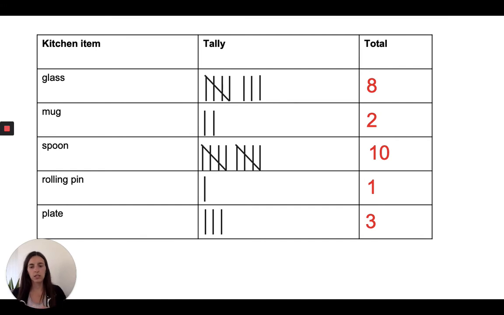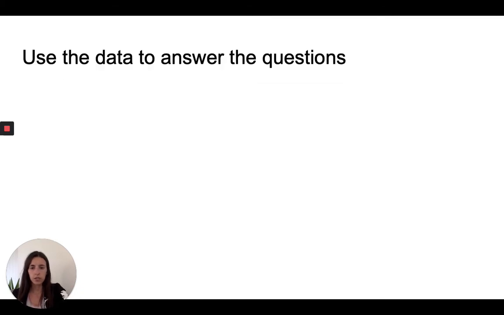Now we've created this tally chart, we're going to use this data, this information, to answer some questions. So use the data to answer the question. Question 1. How many plates are there? In your book, just write 1 dot, and then you can write the question. How many plates are there? Don't forget to pause the video if you need more time. Remember, you've done all the hard work, so use your tally chart.